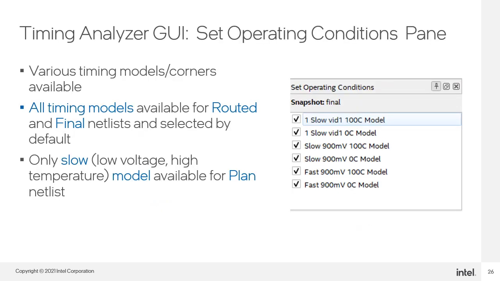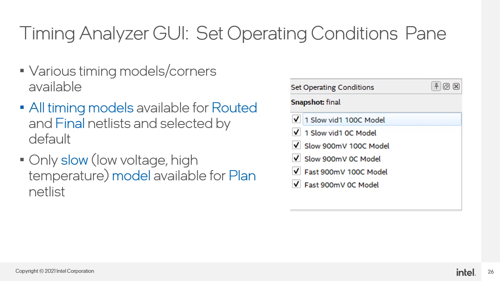In the operating conditions pane, you select which timing models to use based on the environment in which your FPGA design will be running. Most of the newer FPGAs have 4 to 6 different timing models available. Timing Analyzer will select all operating conditions by default. If you know that you can guarantee that your FPGA will run in only a specific environment, then you can select only that particular timing netlist.